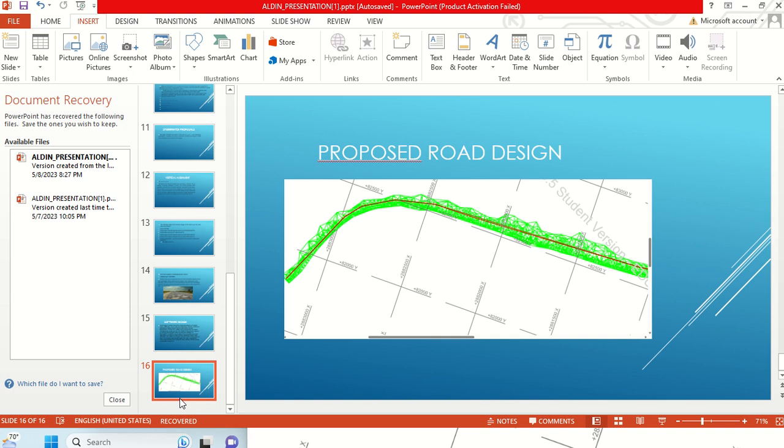So this is the actual road that was proposed, the road design that I designed, and this is the final layout, which is the road that will be attached to my report in detail in terms of the long section, the cross section, the screenshots, and also the actual layout of the road.